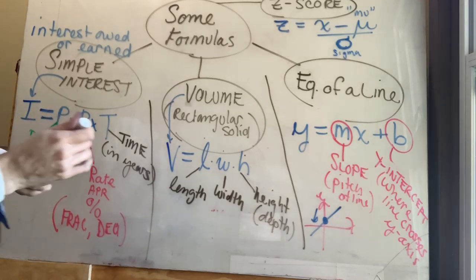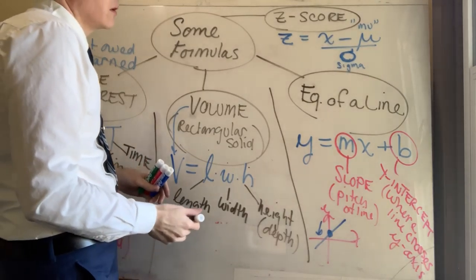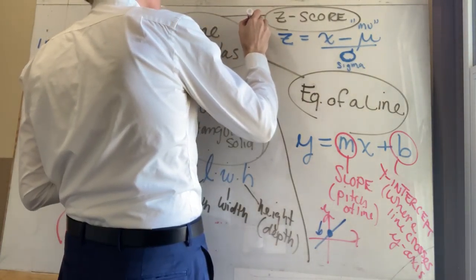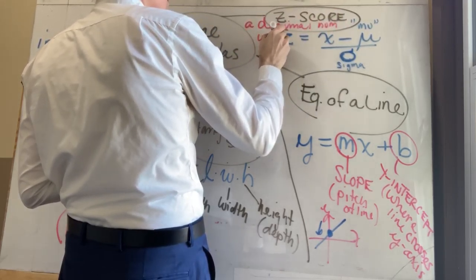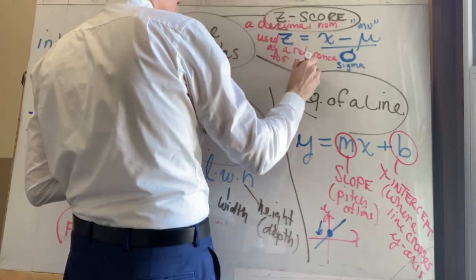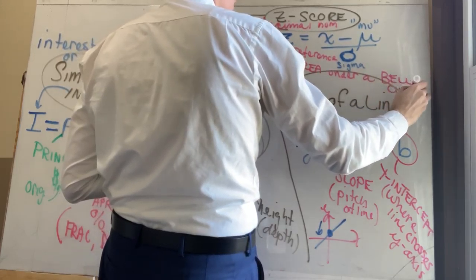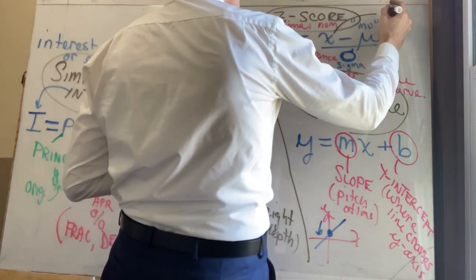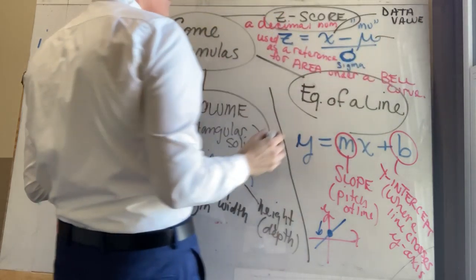To give you sort of a synopsis of that, you're not responsible for this right now, but statistics is a different chapter. But if you see it, don't get scared. It's just another formula. Basically, z-score is a decimal number used as a reference for area under a curve, a bell curve specifically. The x in a case like this would be a data point. The mu number would be the average.